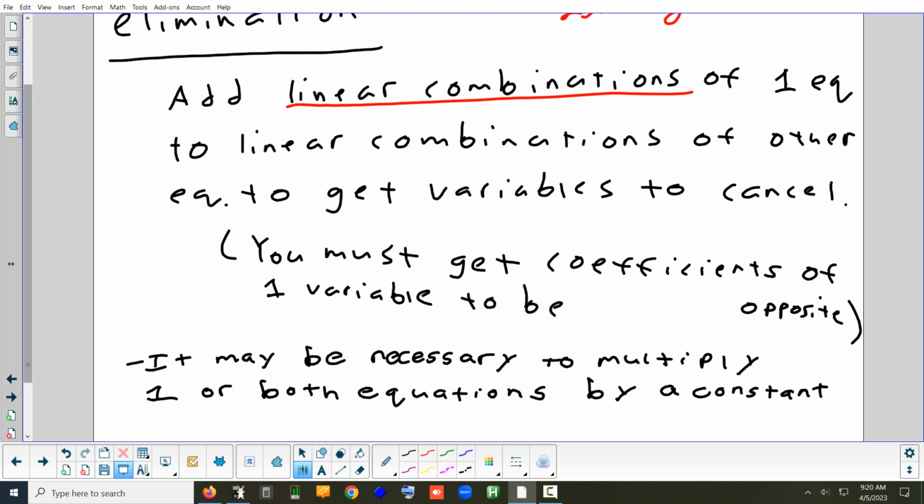We generally want to avoid multiplying by a fraction. We don't want to get into fractions because then it's going to start to get kind of messy. So we're going to stick with multiplying through by an integer. 5, -2. You cannot multiply through by 0. Multiply by 0, then you just wiped out your whole problem.